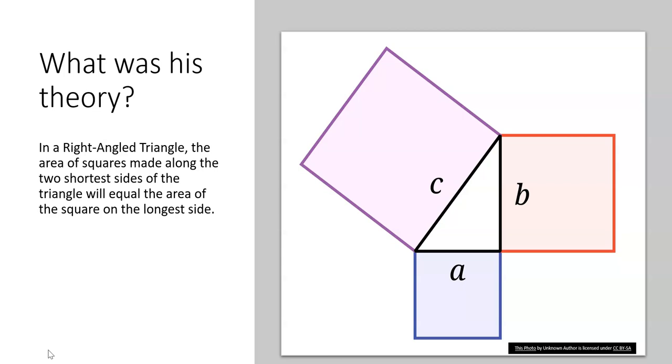So if we think of the right angle being at the corner of A and B, then the long side C is the hypotenuse. So the area of those squares made along the sides of A and B added together equals the area of the square at the side of C. So through doing some mathematical investigations, that's what he figured out.